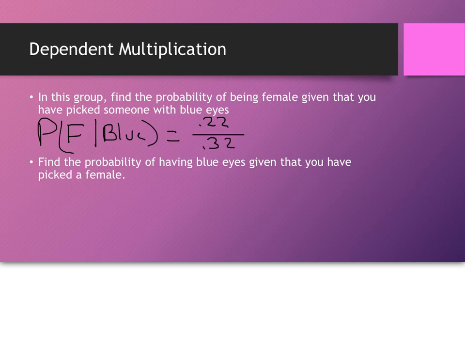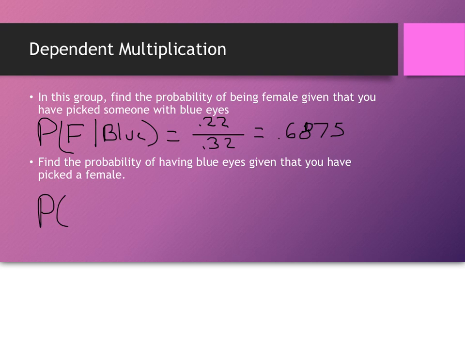By the way, notice that 0.68, this is 0.6875. And if you calculate the probability of being male given blue eyes and the probability of being female given blue eyes, those things add to 100%. Because if you have blue eyes, there's only two choices. You're either male or female.